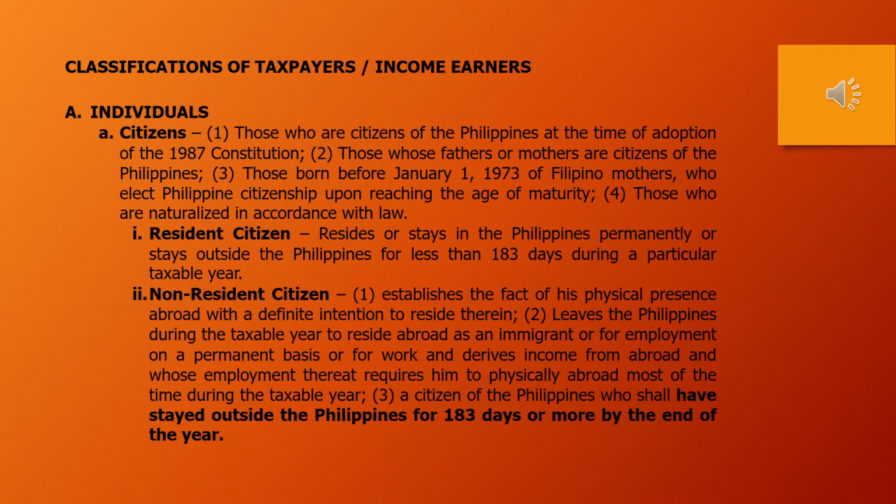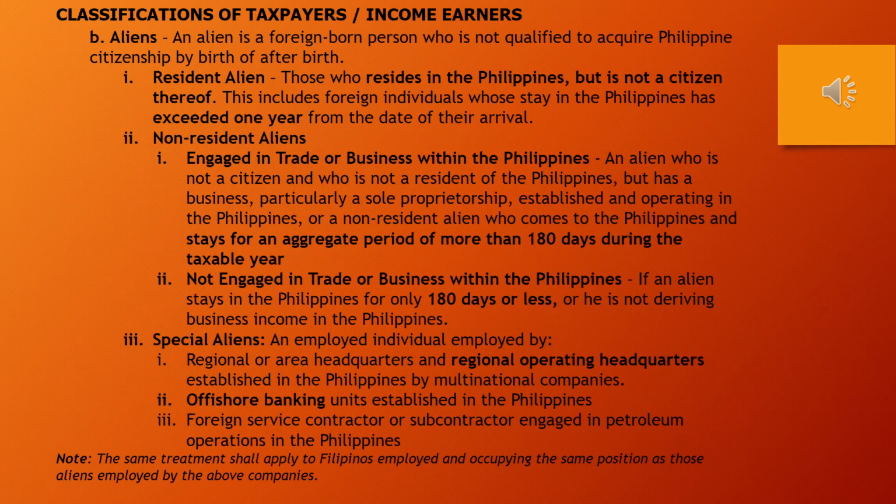It could either be resident citizen or a non-resident citizen. Let us now proceed to another classification and that is aliens. So when we say aliens, according to the tax code, it is a foreign-born person who is not qualified to acquire Philippine citizenship by birth or after birth. So we are going to classify aliens as resident and non-resident aliens, while the non-resident aliens will be further classified into engaged in trade or business or not engaged in trade or business within the Philippines. Now let's begin with the resident alien.